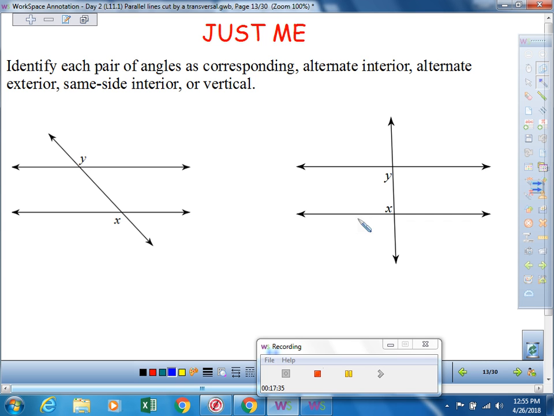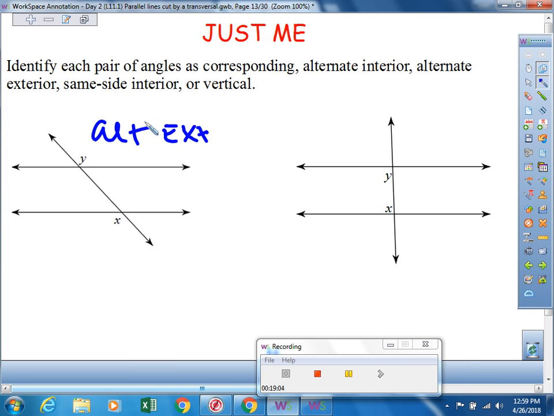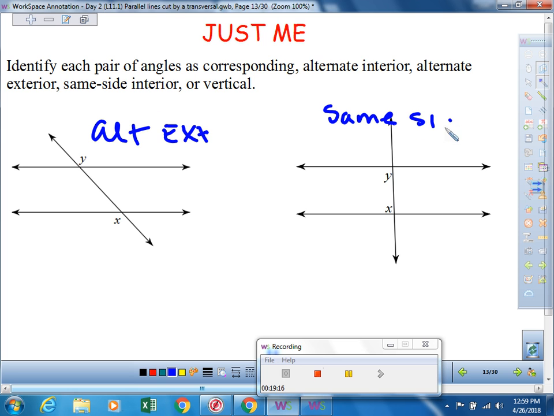So if I look at these, they are on the exterior. All right, so the first thing you look at, they're on the exterior. So what do you know about exterior? Are they alternating? Yes, on opposite sides of the transversal. So this would just be alternate exterior. So you're just naming them. These ones are in the interior, and what do you notice? They're on the same side of the transversal. So same side interior.